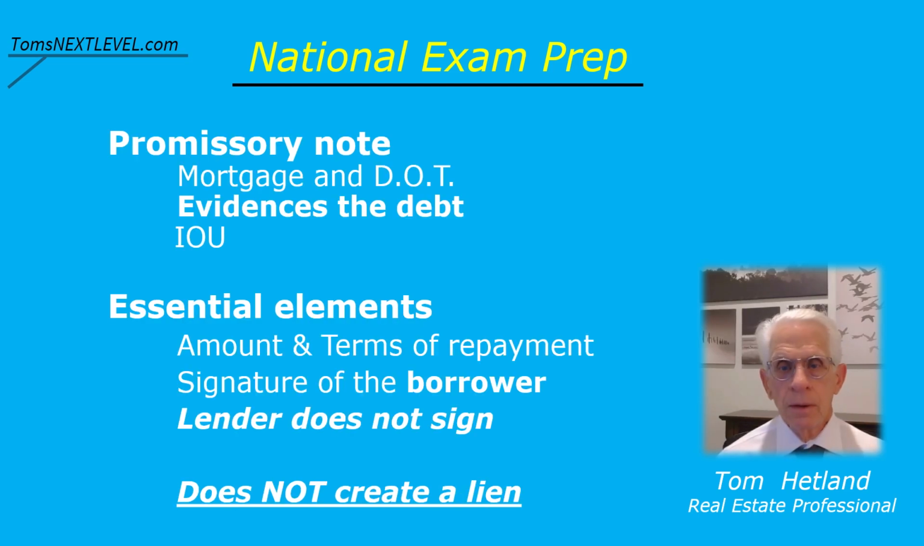The next critical document in this whole transaction is the promissory note. Promissory notes are used in mortgage and deed of trust states. They're evidence of the debt. They're basically an IOU. And there's certain elements that are essential to be in the promissory note. It has the amount owed and the terms of repayment.